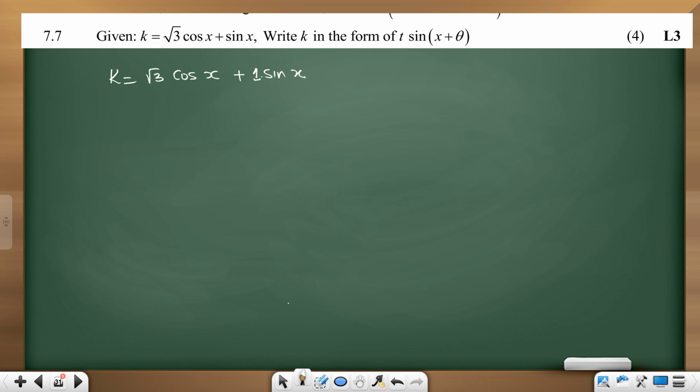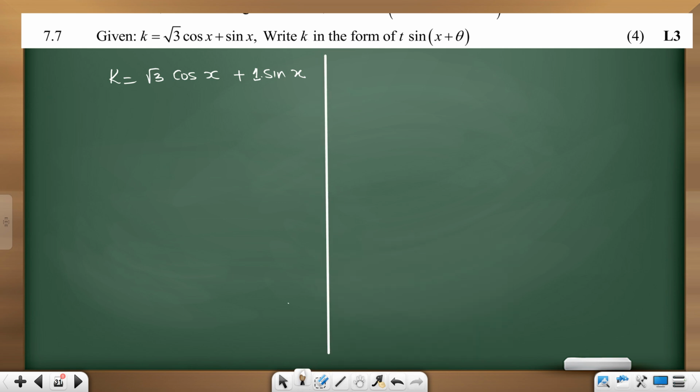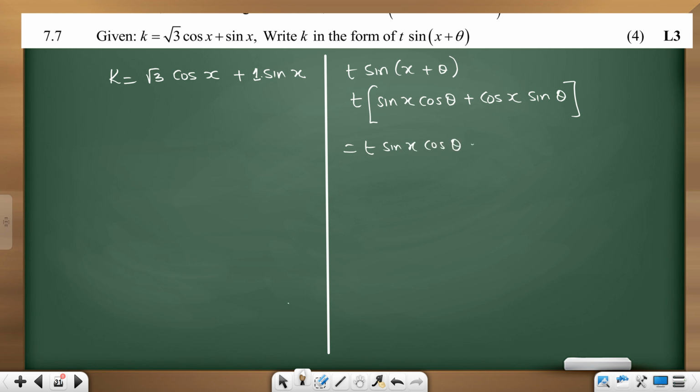But now they said, write it in the form of that. This is what I would like us to do. Why don't we break down t sine theta to see what we have. T sine what? X plus theta. Let's break it down. I would have said t into bracket what? Sine x cos theta plus cos x, just to see what this thing would look like, right? Can I expand with the t? What would I have? T sine x cos theta plus t cos x.